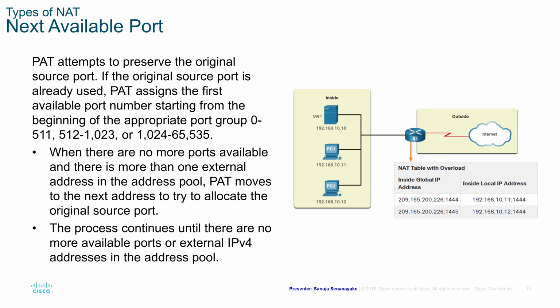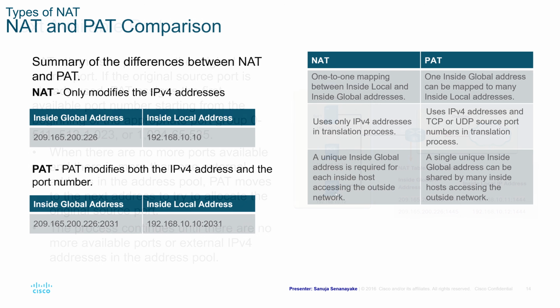The layer 3 header is associated with just the IP address, and layer 4 is associated with the port number, the type of port being used. So in PAT, we are modifying both the layer 3 IP address and the layer 4 port number. Remember that this is a difference between NAT and PAT. On the next page, we are looking at some of the differences in a table.